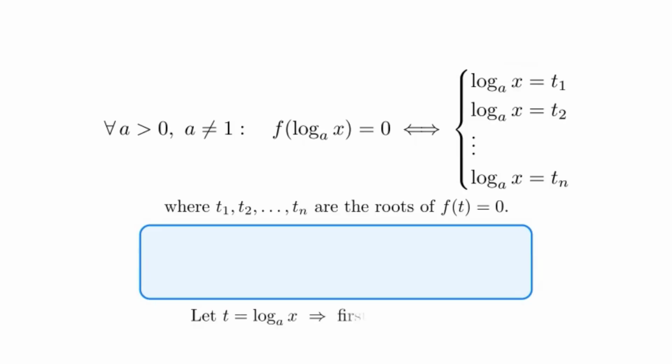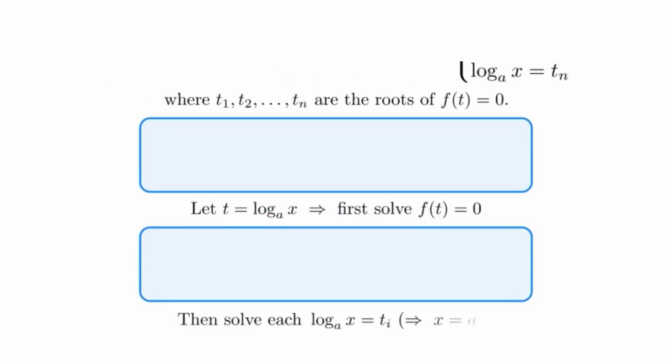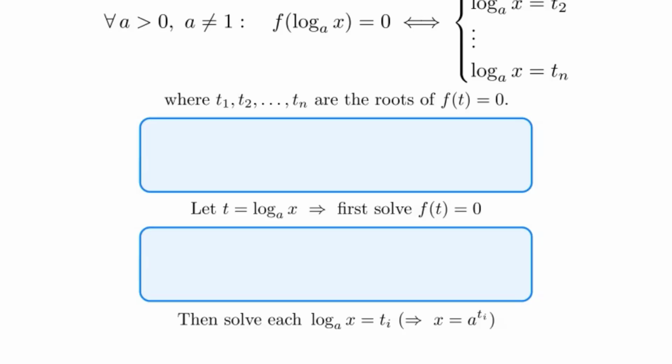Let t equal log base a of x. Then you first solve the simpler algebraic equation, f of t equals 0. Next, for every root ti, solve log base a of x equals ti to get x equals a to the power ti. Now, let's follow the algorithm on a concrete example.